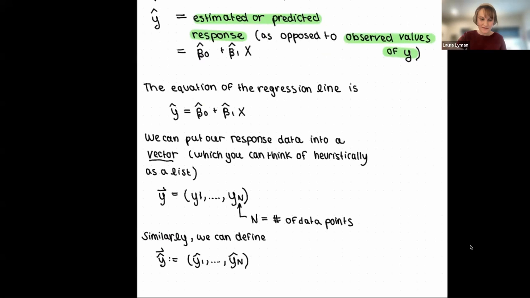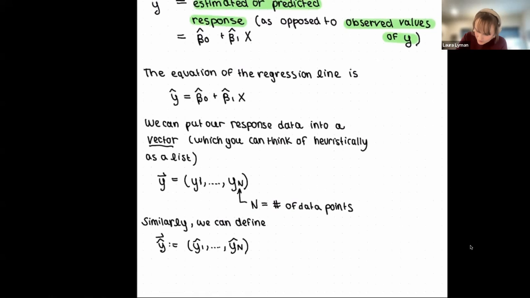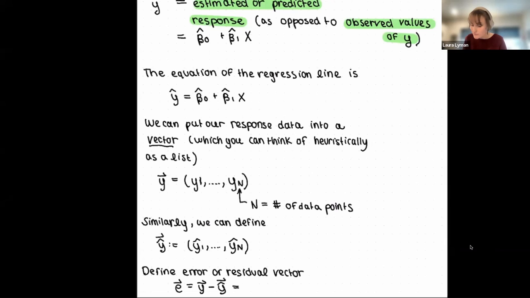Now, from here, we can do the following. We can define the error or residual vector, I'll call it E, as the difference between all of the actual observations for our response variable capital Y and the values of Y that were predicted from linear regression. We can look at the difference between those two vectors, and I'll write out what that means exactly.